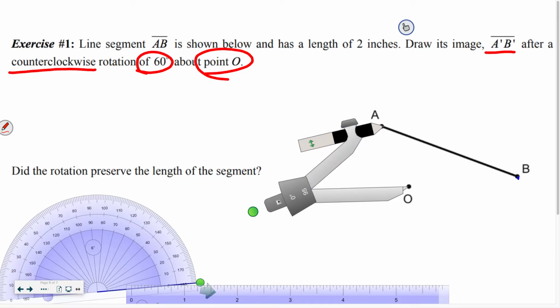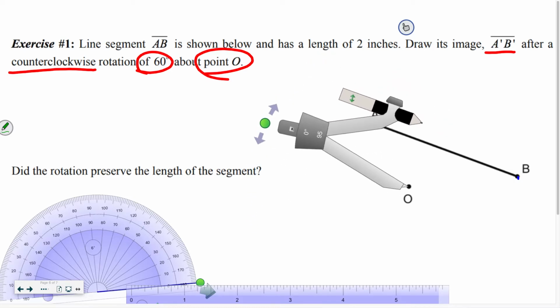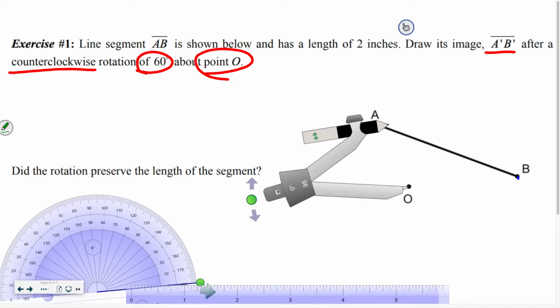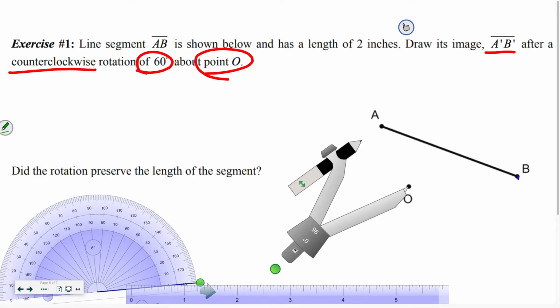Let's rotate point A around O by an angle of 60 degrees in the counterclockwise rotation, okay? So is counterclockwise here or is it down here? And if you said this way, then you are correct. Counterclockwise, opposite the way the clock goes.